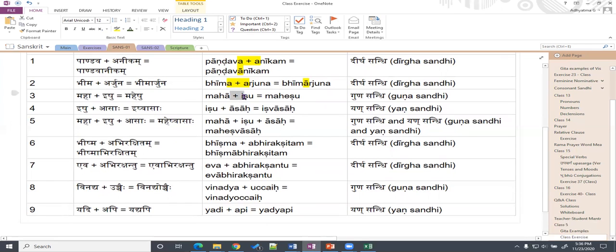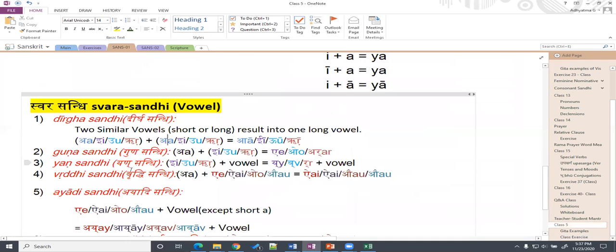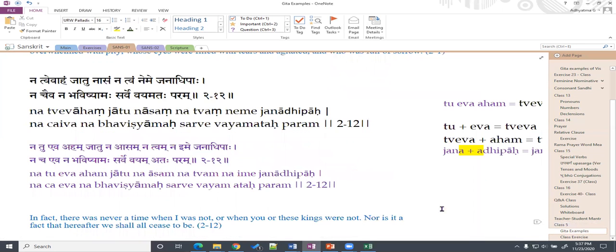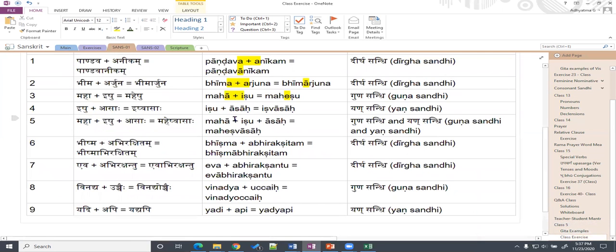And here you can see Akara plus Ikara, it is Ekara. Which sandhi is it? Akara plus Ikara. So Guna sandhi, where it is saying the dissimilar vowel. First is Akara, either short or long, and second is either of these, either short or long. So Akara plus Ikara becomes Ekara. It's a Guna sandhi.